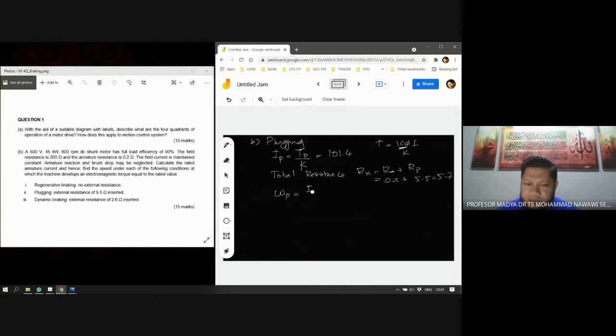I plug-in, I_P, multiplied by R, which is Rx, divided by K minus Vt divided by K. Now you use this equation.